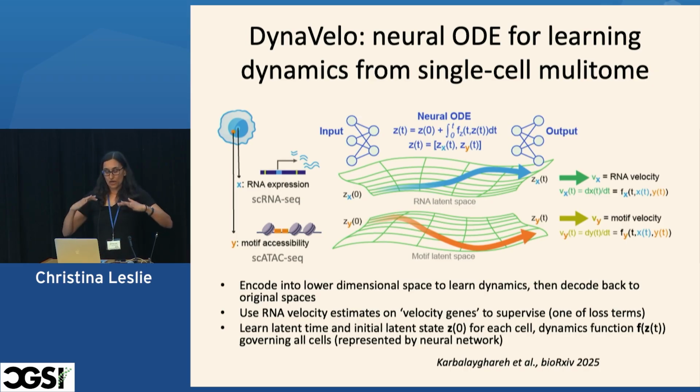And in neural ODEs, the neural network itself parametrizes the vector field, okay? So I'm not writing down the loss function. We do a bunch of things, but one thing is we use RNA velocity on the velocity genes to supervise the dynamics, okay? So we use RNA velocity a little bit. What's cool about this is that now you have a functional form of the dynamics, okay?